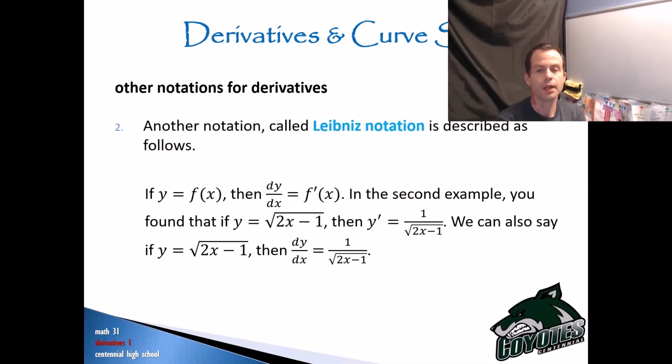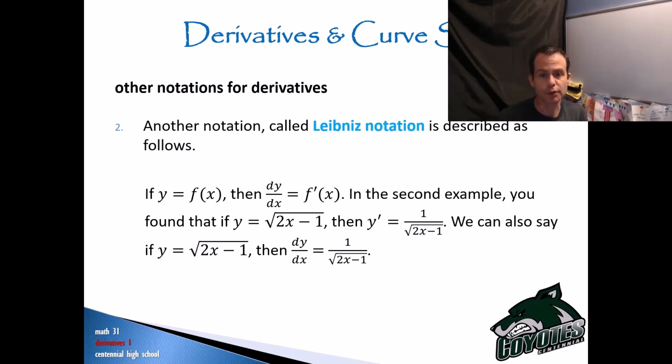Another notation called Leibniz notation is described as follows. Now, don't get concerned about all of the words that we're about to say. It will come as you practice this. So if y equals f of x, then we can say dy over dx is the derivative of f of x. So another way of representing the derivative is to say dy over dx, which we can also say as the derivative of y with respect to x.